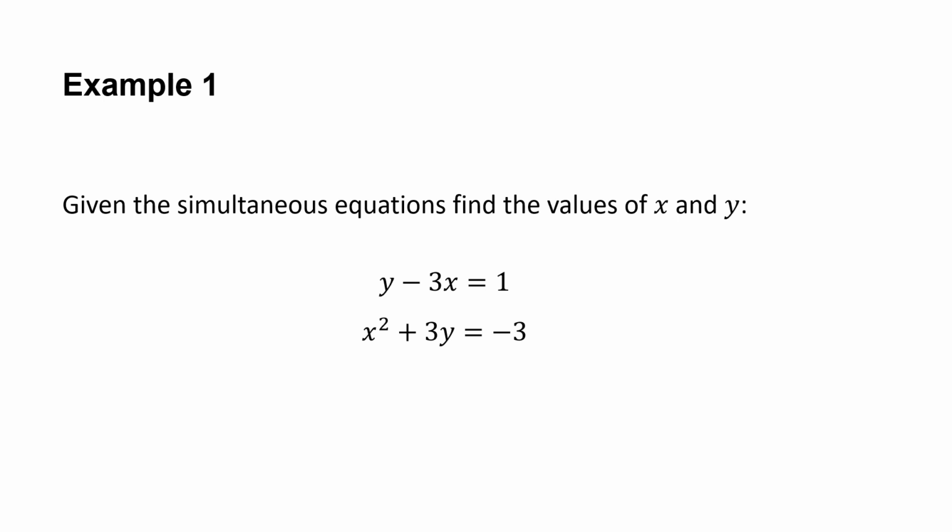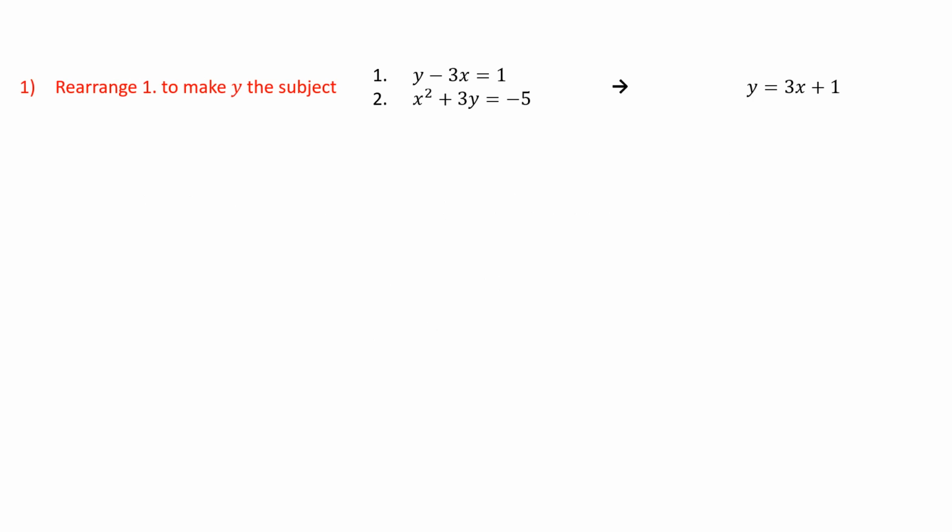So like we did before, I'll go through a few examples just to hopefully really cement that process in. So here we want to solve for the values of x and y. We have y minus 3x equals 1 and x squared plus 3y equals -3. So we've got our two equations here, and you can see that our quadratic equation, which is equation number 2, has x as its square term. So we're going to want to rewrite this whole equation in terms of x.